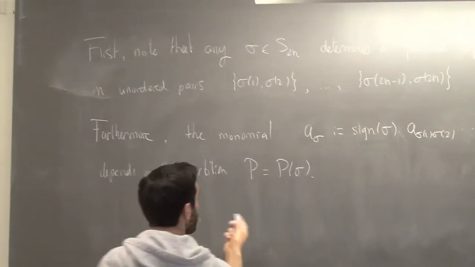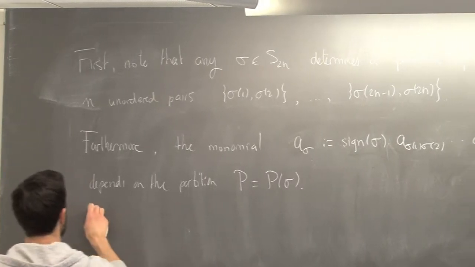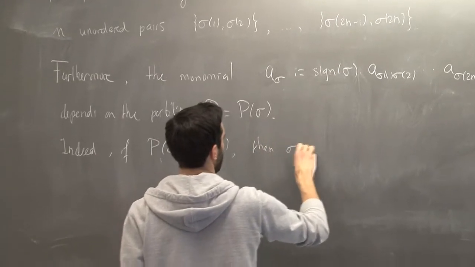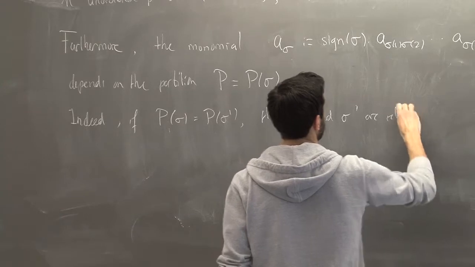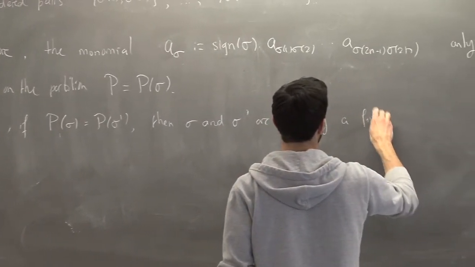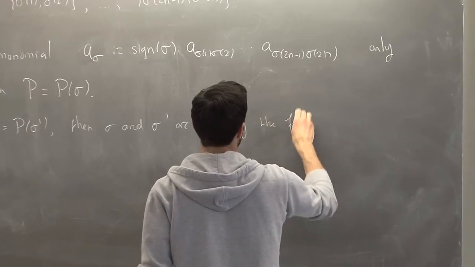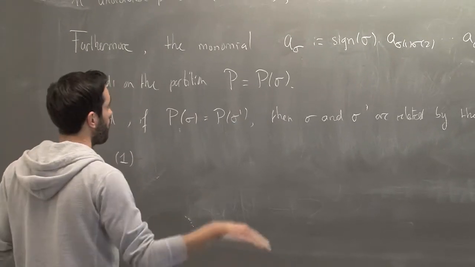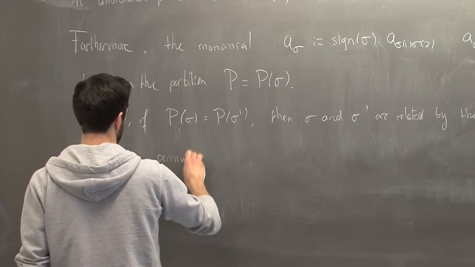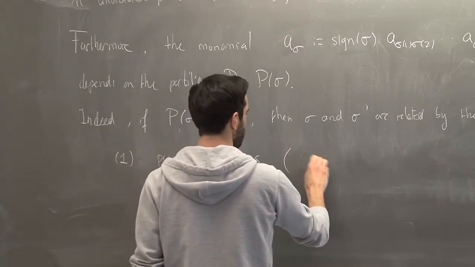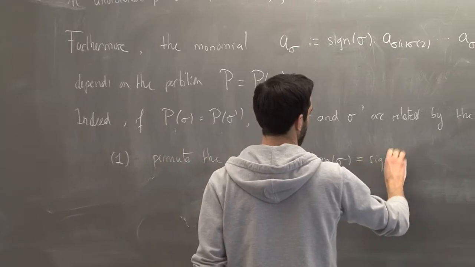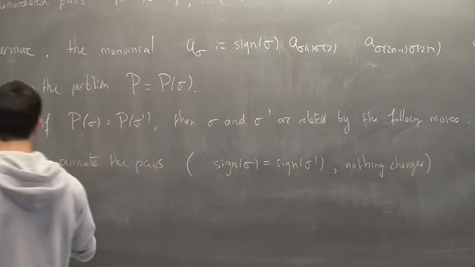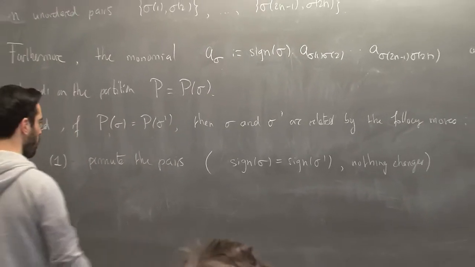So maybe I'm going to write a few words with what I just said. Indeed, if P of sigma is equal to P of sigma prime, then sigma and sigma prime are related by the following moves. First move, permute the pairs. In this case we have signature of sigma is equal to signature of sigma prime, and nothing changes. Second, permute two elements inside one pair.